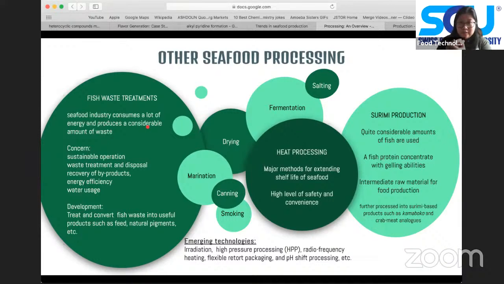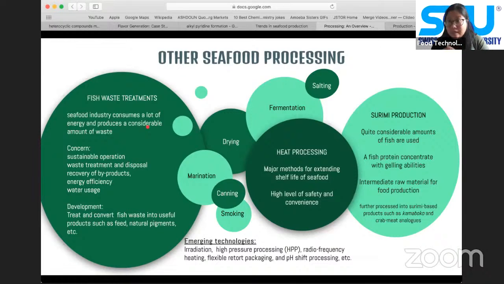What does this have to do with us, food technologists? It is because in the development, technology has emerged to convert this fish waste into useful products such as feed, natural pigment, and also food for humans. So we will take a look at fish waste treatment in the next lecture. Please wait for it. Please look forward to it.